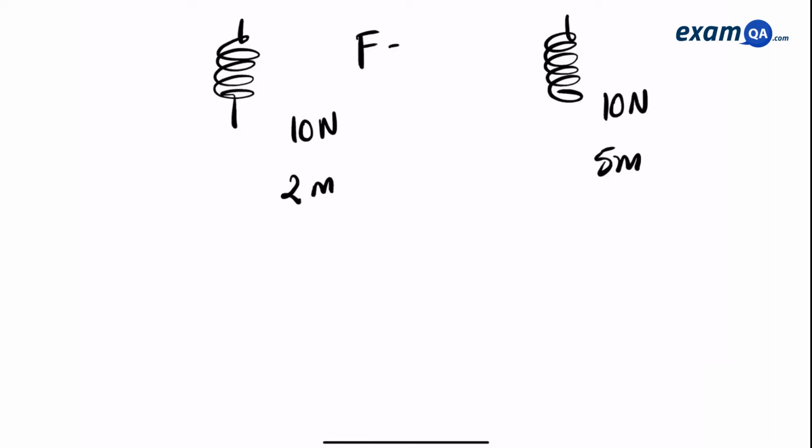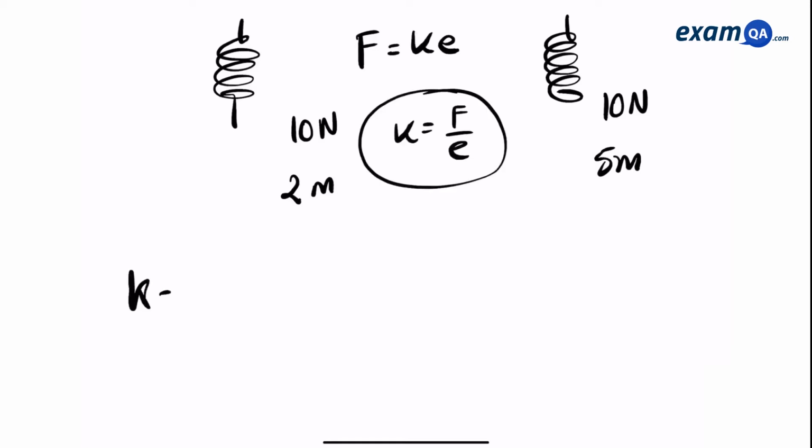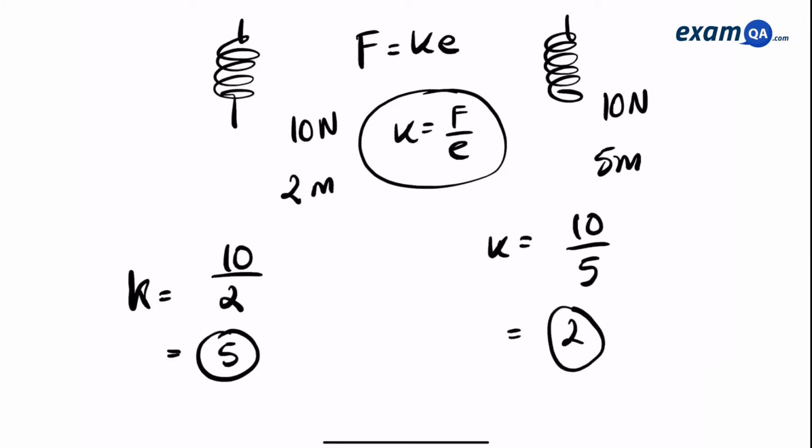Remember, we're going to use the formula F equals K E, and K is equal to F over E. So K for this one is going to be F, which is 10, over E, which is 2. So that gives you 5. And for this one, K is equal to 10 over 5, which is 2. So, of course, we can see that the spring over here did not extend as much, so it was quite stiff, and therefore it has a much higher K value. The spring on the right, on the other hand, extended by 5 meters, so it was much more springy, and as a result the K value is much smaller.